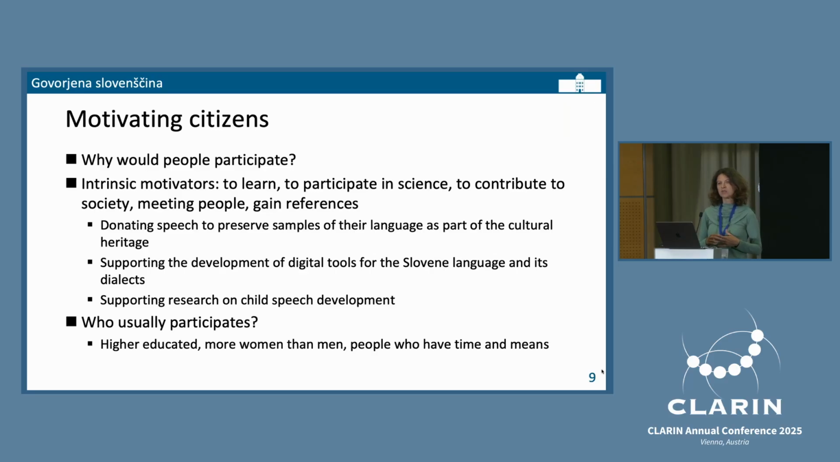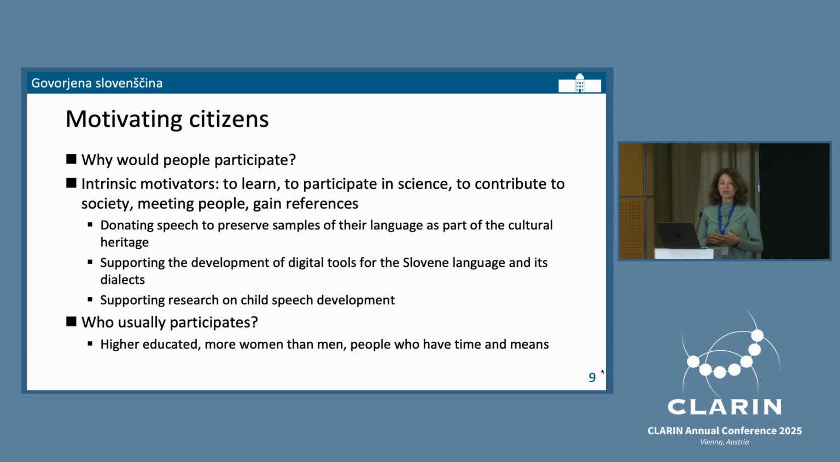The first might be that people would be willing to participate in order to preserve samples of their speech, of their language or dialect. The second would be that they would be willing to participate in order to support the development of digital tools for their language. And the third might be a bit specific as it relates only to the speech of children, but this is also a very wanted type of speech that we would like to collect. With these collections, they could support research on child speech development. This might also be something that could motivate citizens to participate.